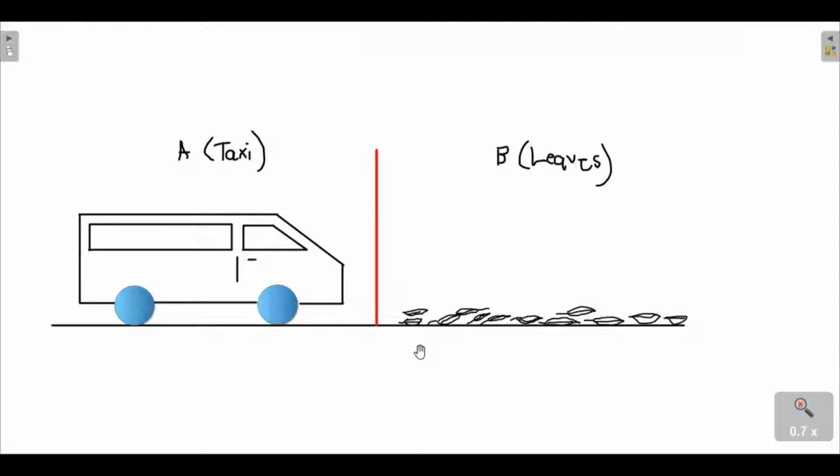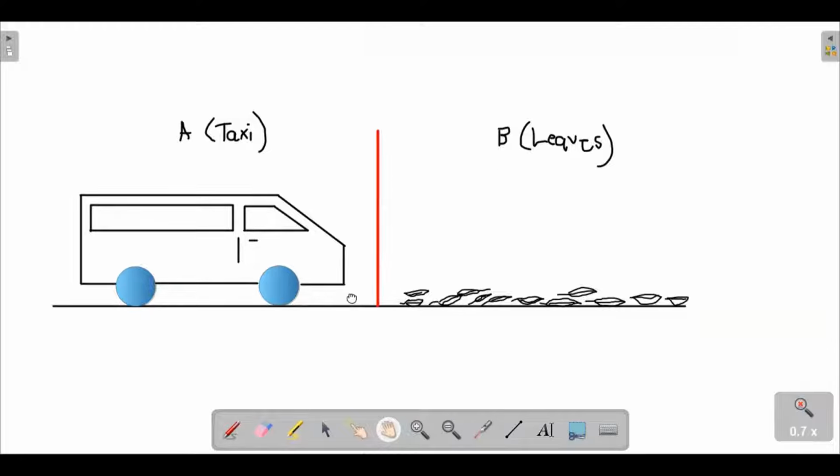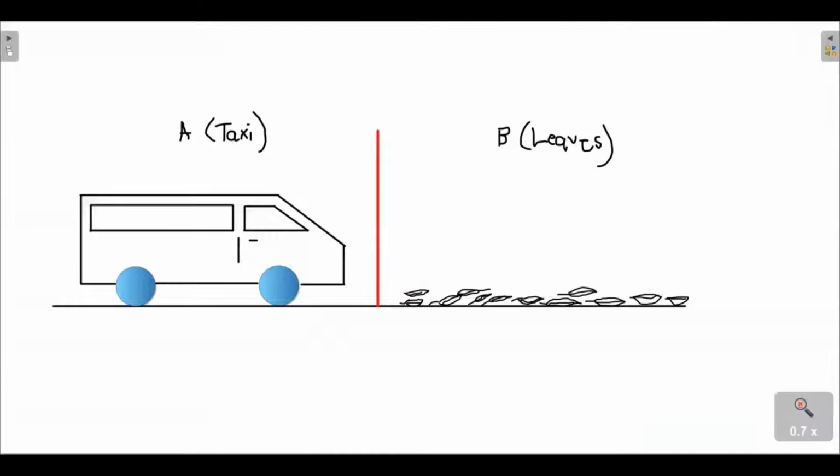You would say it's A, right? Definitely you would say it's A. And if I would ask your reason, well, you would say it's because the taxi is heavy and so it applies a lot of pressure on the ground. Now, this is quite an important thing to note here, okay?